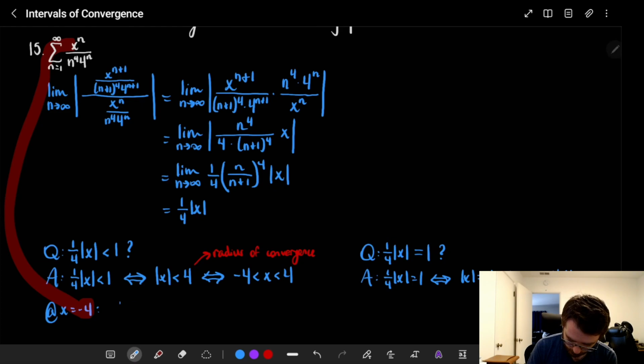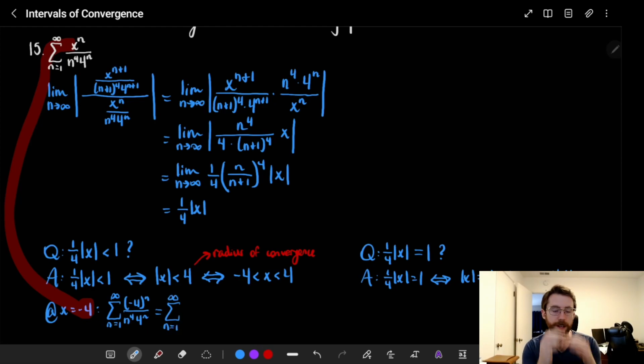So the series would look like the sum from n equals 1 to infinity, -4 to the n over n to the 4, 4 to the n. And hopefully you see something nice here. More often than not, when you're checking endpoints like this, nice things do happen. In particular, -4 to the n over 4 to the n. Those are both to the power of n. -4 over 4 is -1.